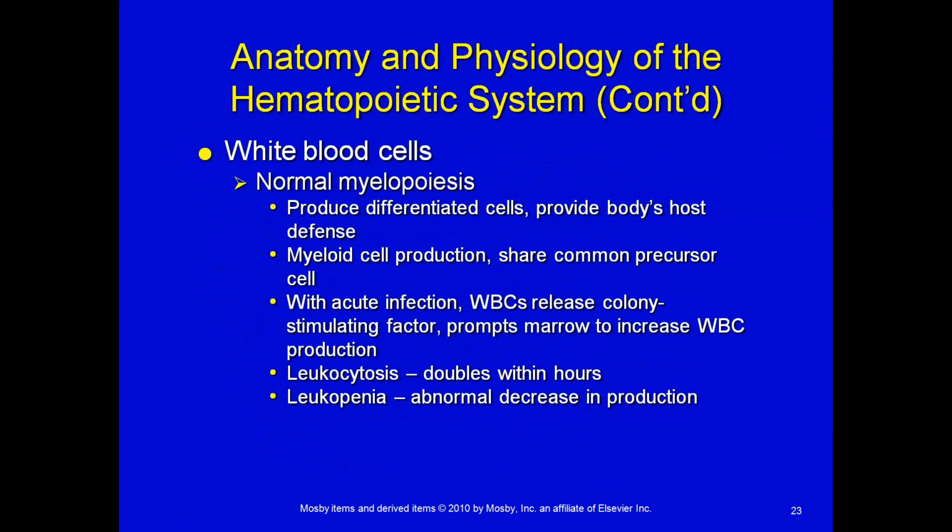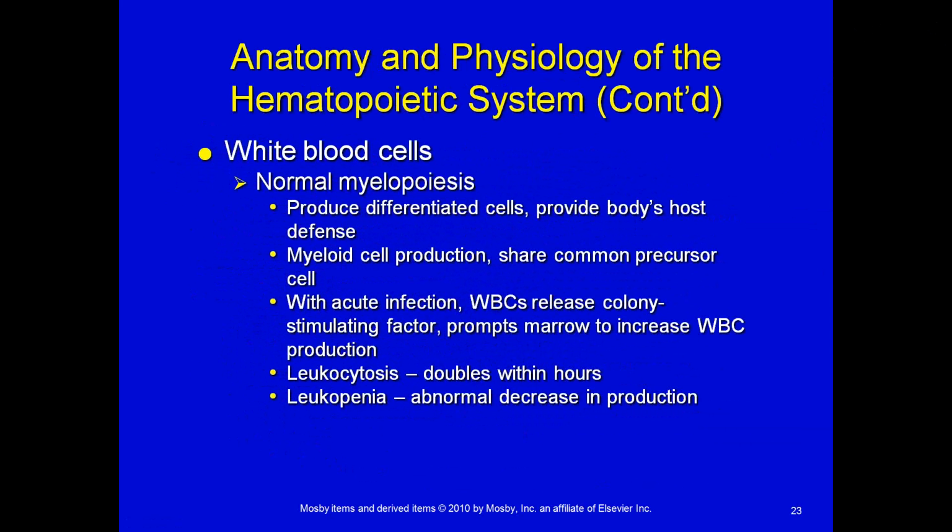Different white cells are produced at different times to provide the body's host defense. Although all white cells share a common precursor cell, they do evolve, as we'll look at here, into different types of white cells that are present during different times of an infection or a reaction.